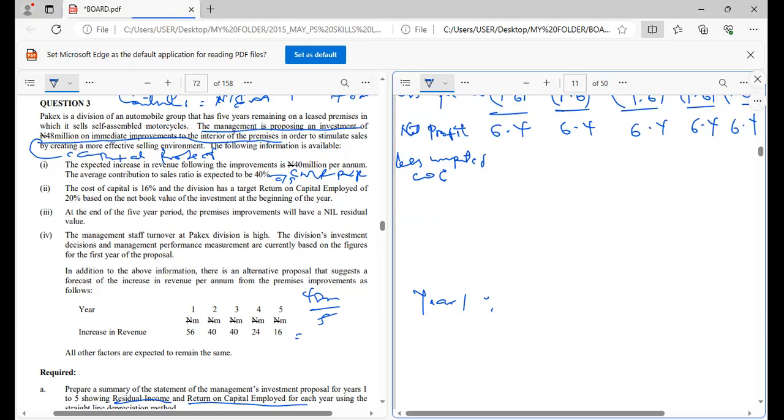How much was invested? 48 million. Multiply by, what is the cost of capital? 16%. So what's the value? 7.68. So I come here and say 7.68.